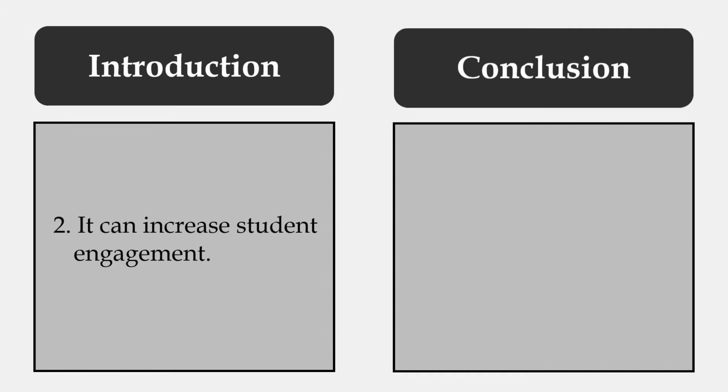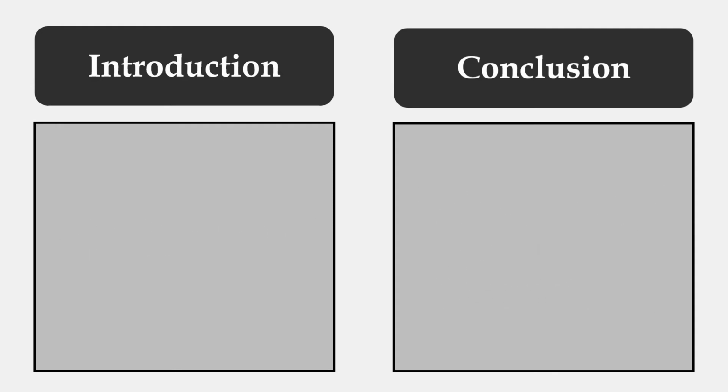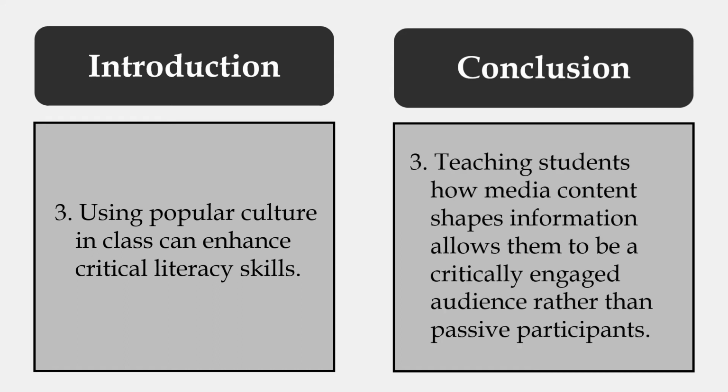In your conclusion, you want to reinforce that claim with evidence or examples. For example, students are often more eager to talk about the films and music they love than academic topics. Again, this wouldn't be included in the intro. The intro would pass over from one piece of evidence, the increased student engagement, to the next. Using popular culture in class can enhance critical literacy skills. But again, in the conclusion, you want to prove that you have demonstrated this. Teaching students how media content shapes information allows them to be a critically engaged audience rather than passive participants.